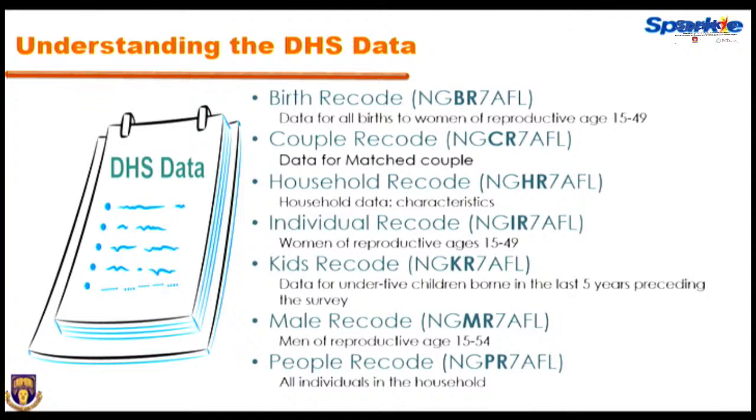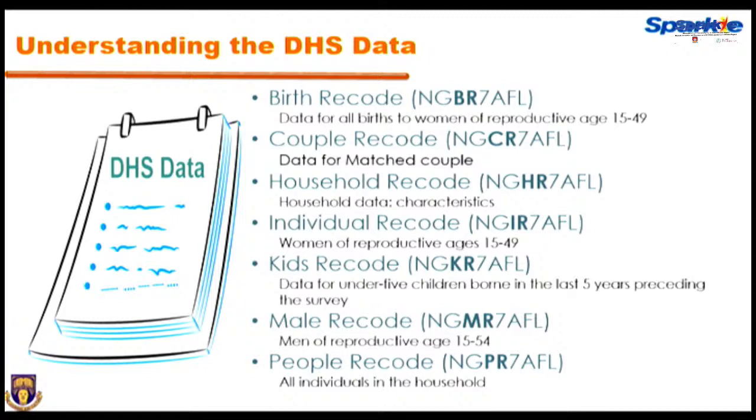So individual record, of course, we all know that is for women. And then you have kids record, data for under 5 children born in the last 5 years preceding the survey. That's what I use, not birth record. Kids record, not birth. Not birth, it's kids record.